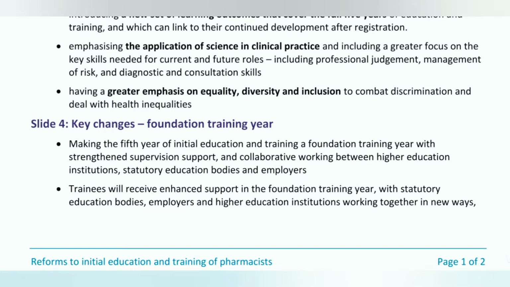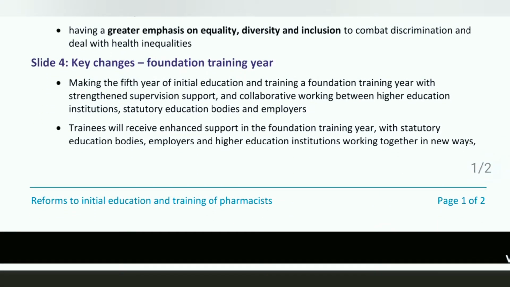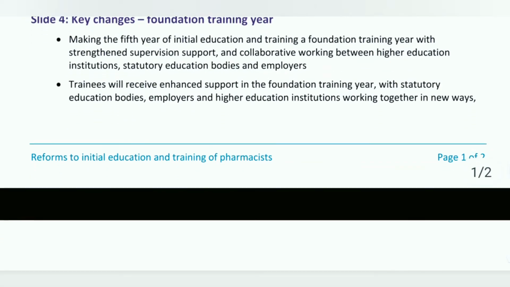There is emphasis on the application of science in clinical practice, including a greater focus on the key skills needed for current and future roles, including professional judgment, management of risk, diagnostics, and consultation skills. There is also a greater emphasis on equality, diversity, and inclusion to combat discrimination and deal with health inequalities. I still don't understand this line, honestly. Yeah, the fourth slide, which is, I think, the last slide.